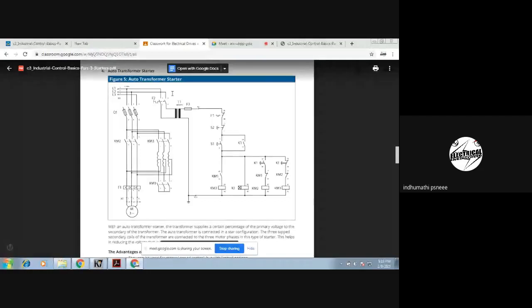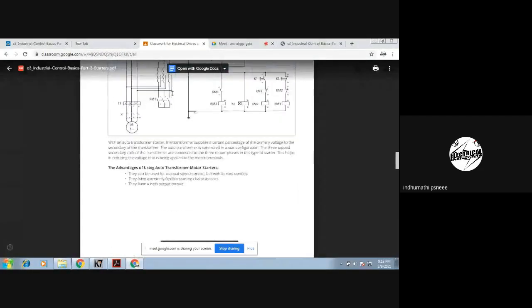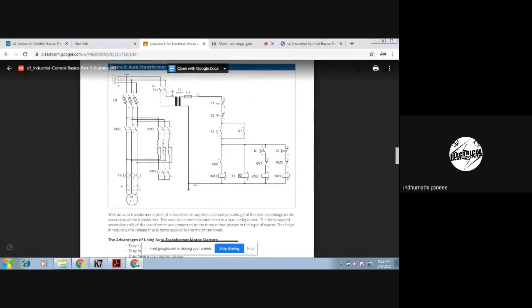Next, auto transformer starter. With an auto transformer starter, the transformer supplies a certain percentage of primary voltage to the secondary of the transformer. The auto transformer is connected in a star configuration. The three tapped secondary coils of the transformer are connected to the three motor phases in the stator. So this reduces the voltage being applied to the motor terminal. That is the auto transformer starter.